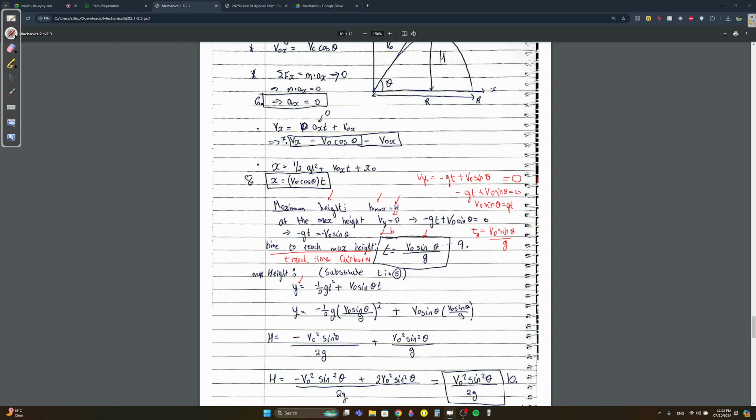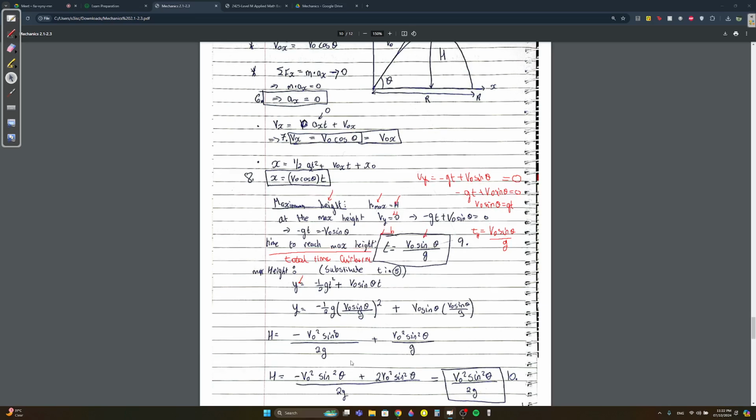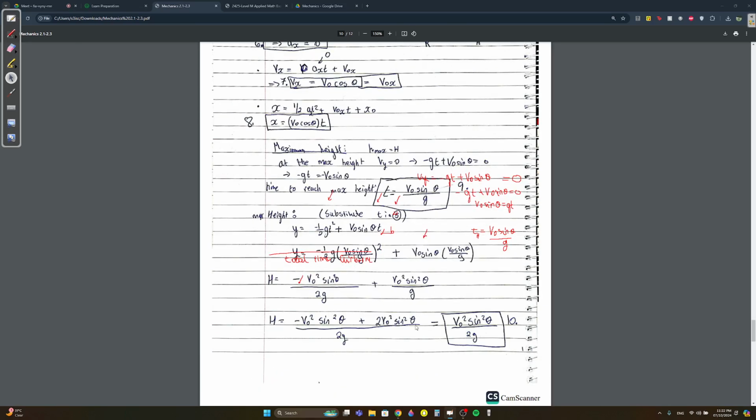Remember we said y is minus half g t squared plus v node sine theta t. Just substitute instead of time v node sine theta over g. You're gonna get this squared t squared, right? And then t, you just multiply, and you're gonna end up with a common denominator. You can just memorize the formula instead of having to do the derivation, but you're gonna get the maximum height is v node squared sine squared theta over 2g. Okay, that's for the maximum height.